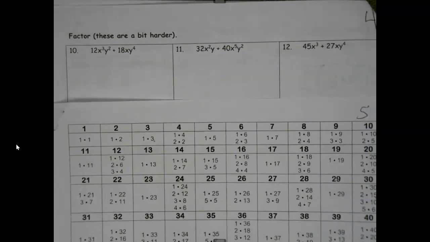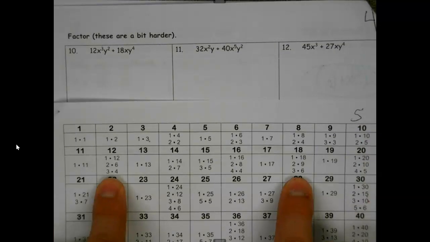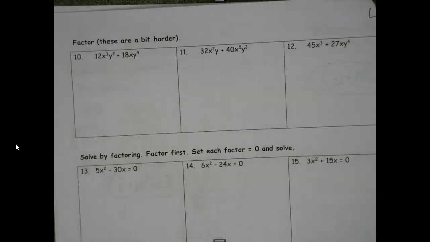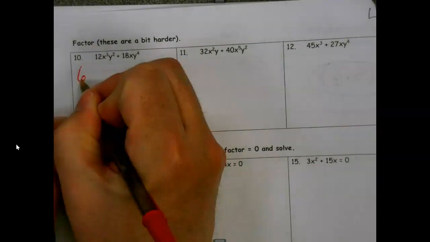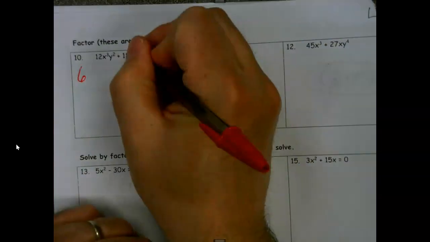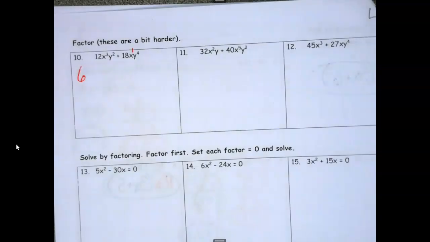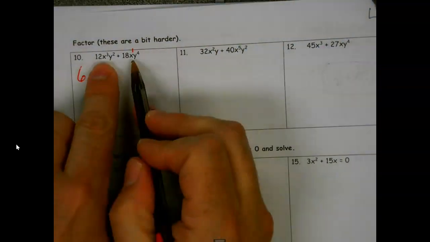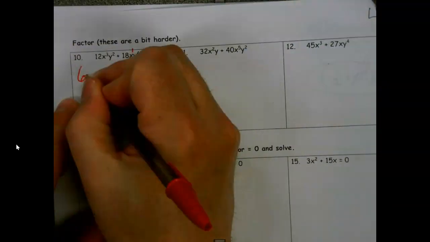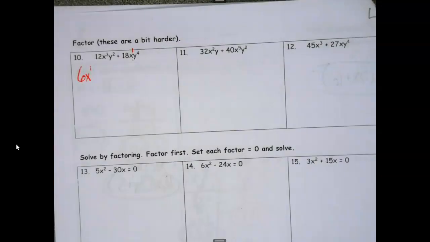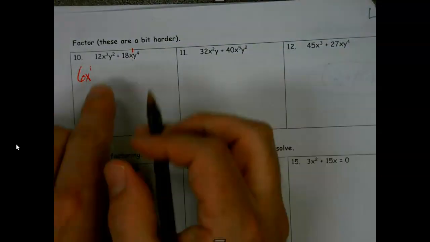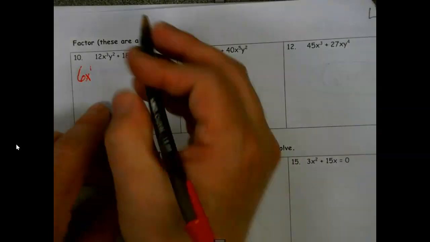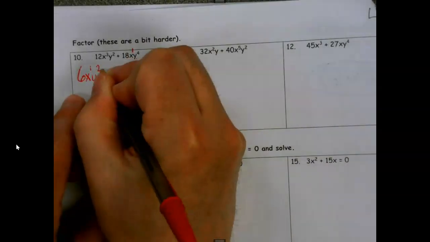All right, so I'm looking at my 12 and my 18 boxes here. What's the biggest number in the 12 and 18 box? 6. Okay, so we take out a 6. Look at each variable separately. Look at the x's. Take the one with the smaller exponent. Look at the y's. Take the one with the smaller exponent.